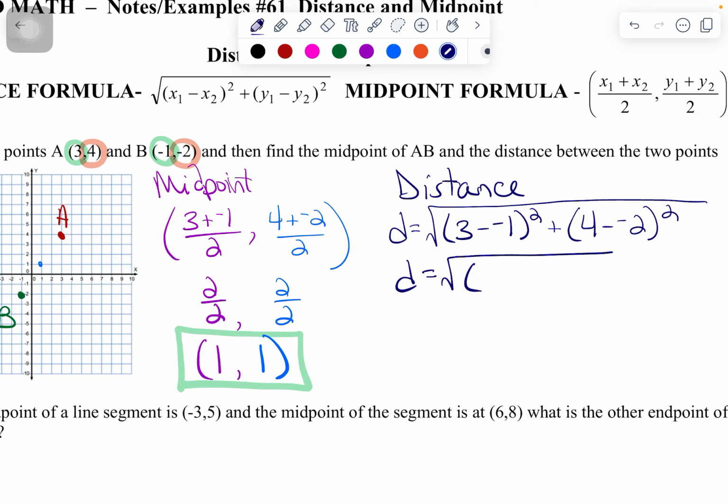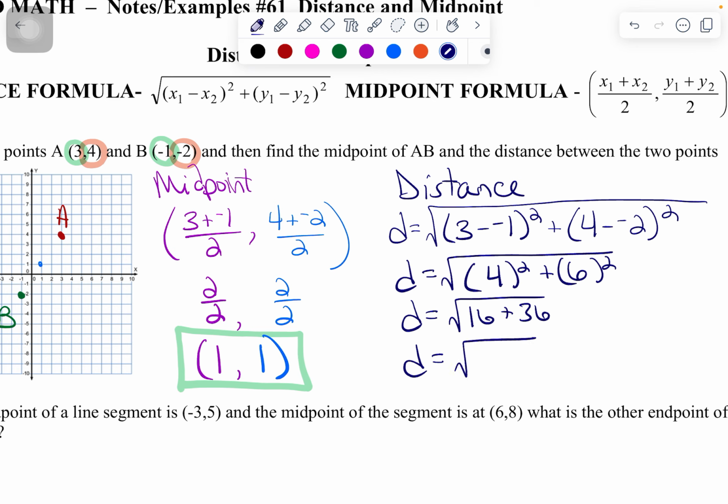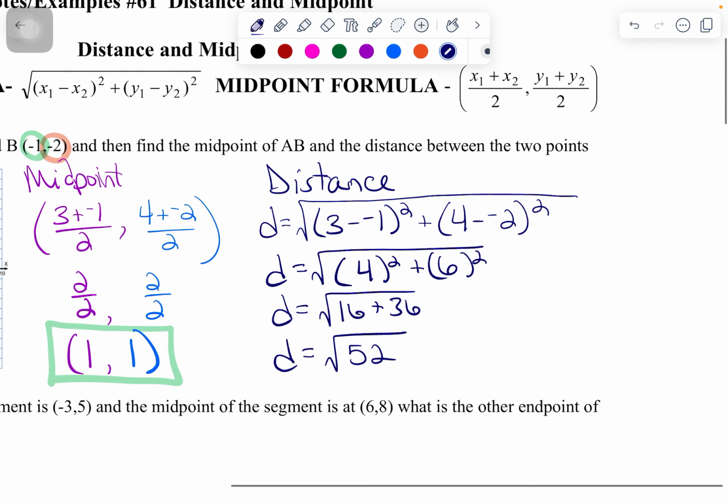So 3 minus negative 1 is really 3 plus 1, which is going to be 4 squared. 4 minus negative 2 is 4 plus 2, so it's going to be 6 squared. So 4 squared is 16, 6 squared is 36. Then 16 plus 36 is going to be 52. Doing the math in my head. Yep, that's correct.